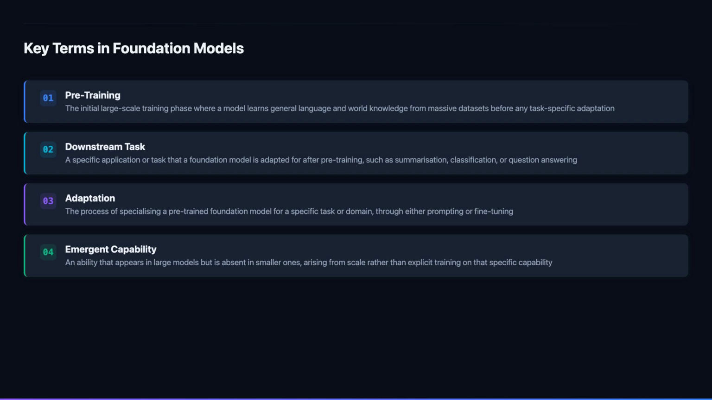This nonlinear relationship between scale and capability means that larger foundation models are not just incrementally better, they are qualitatively different, capable of tasks that smaller models simply cannot perform. The existence of emergent capabilities is one of the primary justifications for the continued investment in ever larger foundation models, even as each scale increment becomes more expensive.